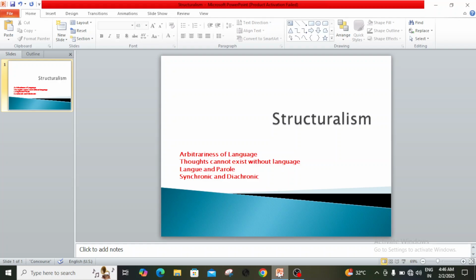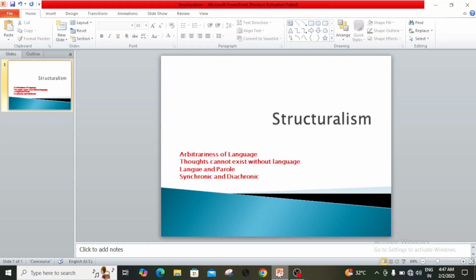This arbitrariness of language means there is no logical and natural relationship between signified and signifier. This is the basic meaning of arbitrariness of language. This means that there is no logical or natural connection between the word we use as signifier and the mental concept which comes to our mind when we hear the word.